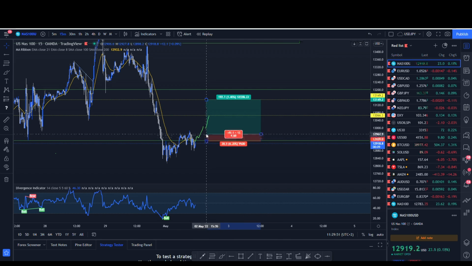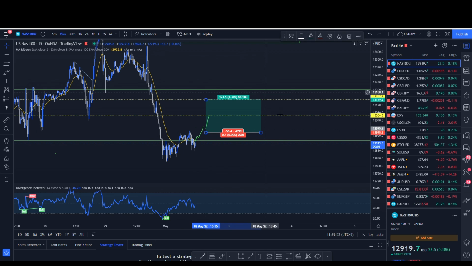Move your stop into entry. Move your stop into profits. Do something that's going to make you not lose the money, right?